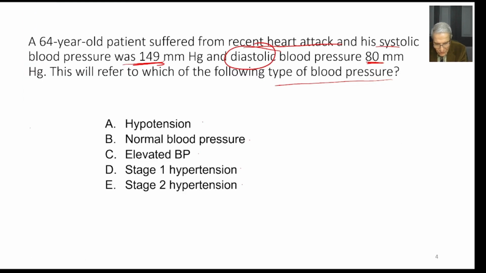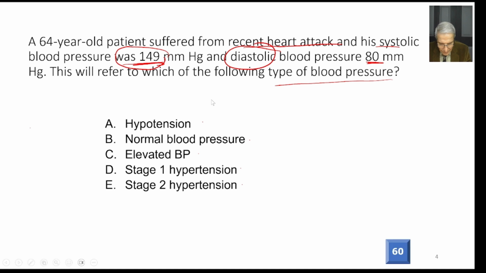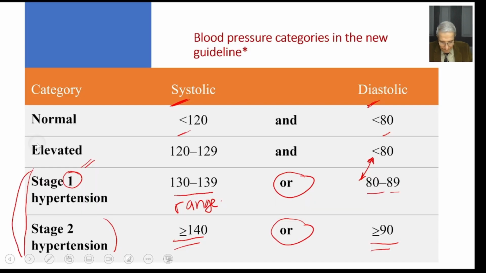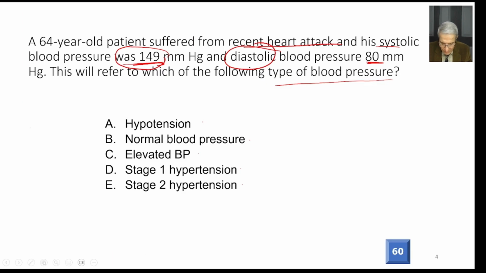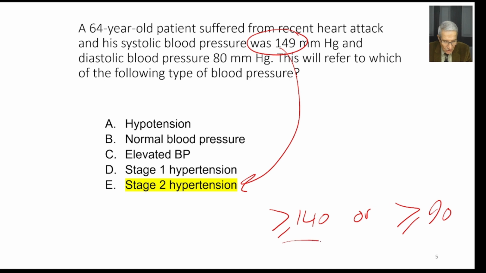Okay, what about the systolic blood pressure, 149? What do you think? This one belongs to which stage? Okay, 149 should be here. So stage 2 hypertension. So what is the correct answer? Stage 2 hypertension. This one belongs to stage 2 hypertension because we look at the "or." When they said equal to 140 or more, or equal or more than 90, the patient here is therefore considered stage 2 hypertension.